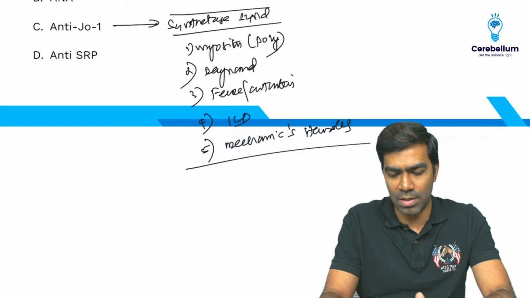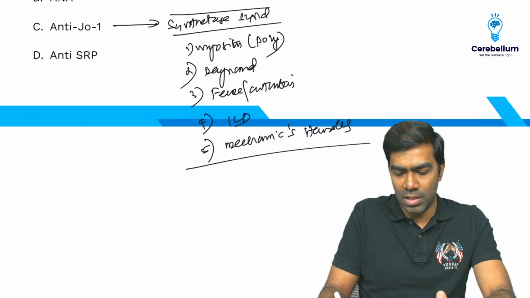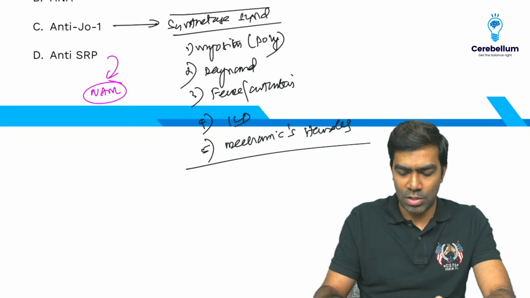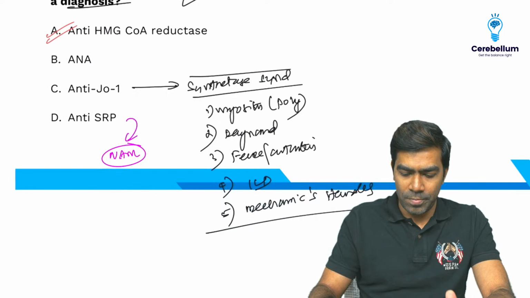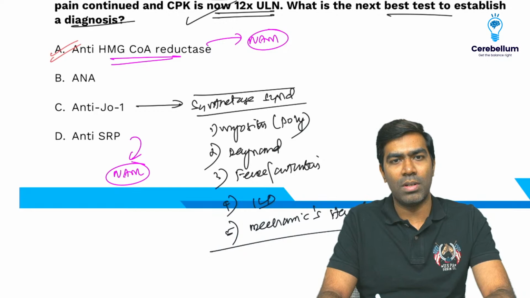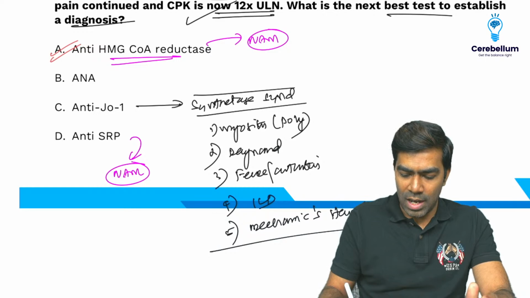And what about anti-SRP? Anti-SRP is going to be associated with something called necrotizing autoimmune myositis. I'll talk about that in a while. That's called NAM, necrotizing autoimmune myopathy. Anti-HMG CoA reductase antibody is also going to be associated with necrotizing autoimmune myopathy, necrotizing autoimmune myositis. So why have I not talked about anti-SRP then? Both can cause necrotizing autoimmune myopathy.